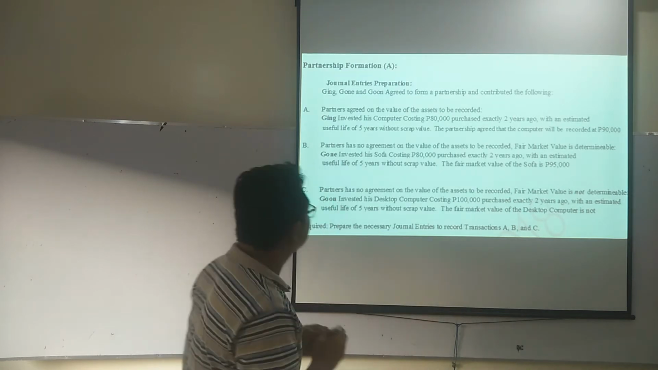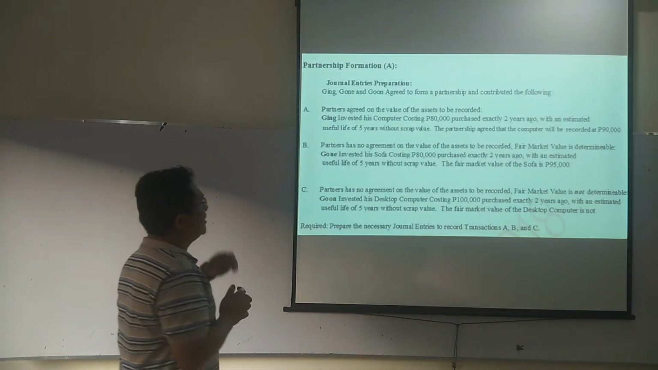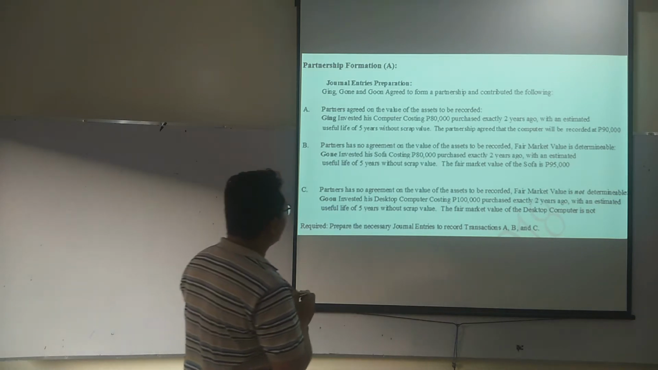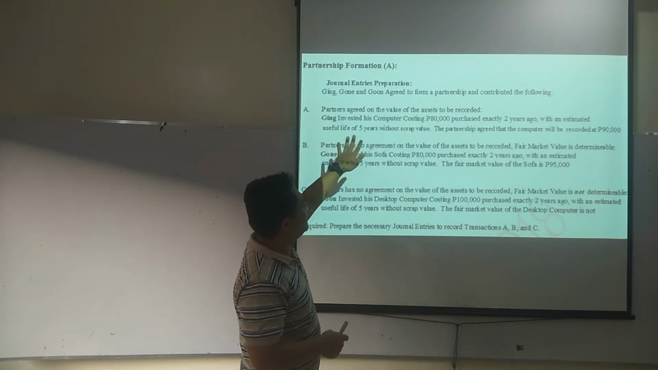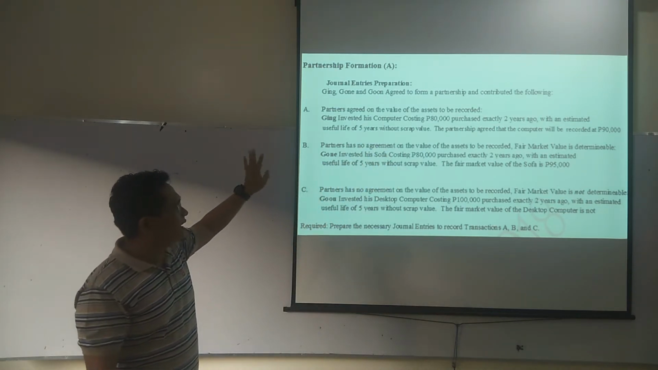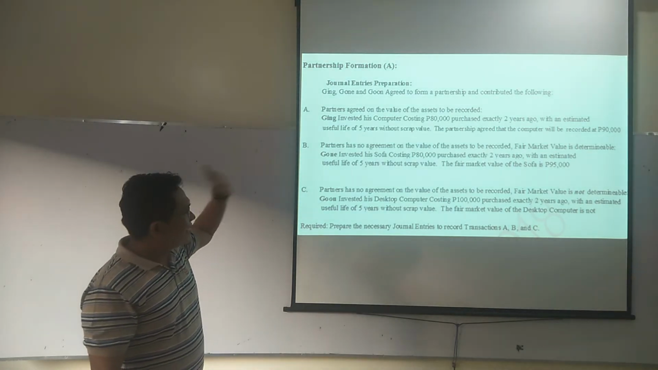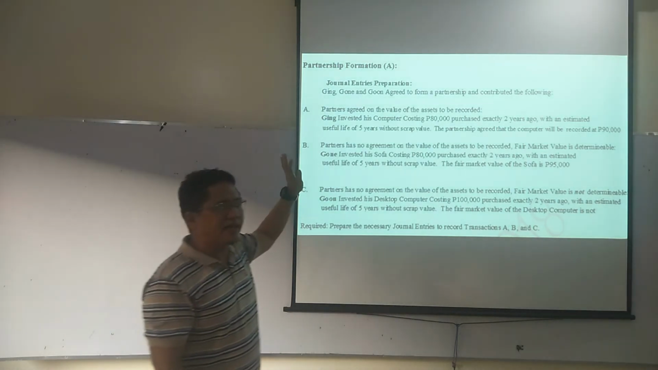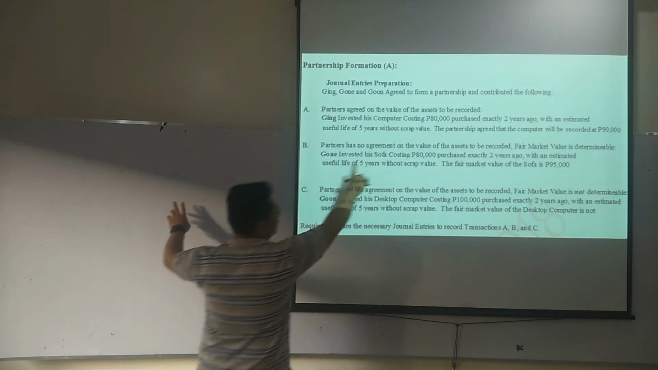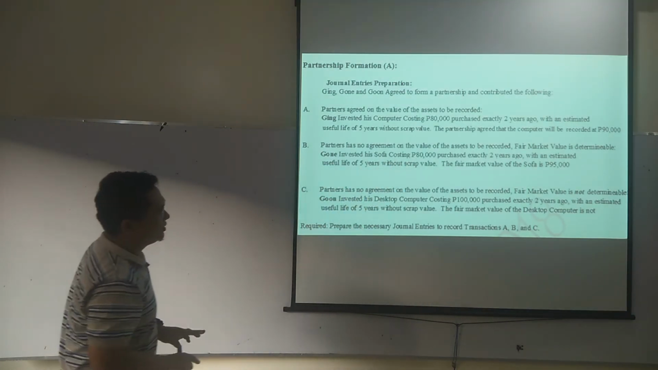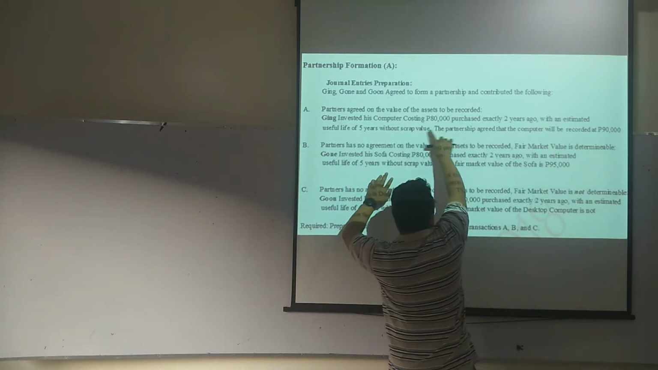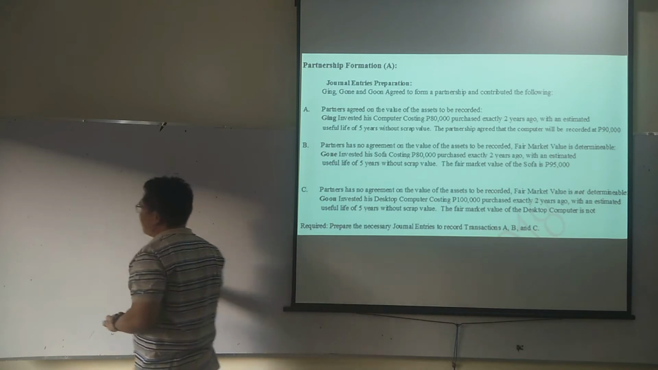So let's record. Partners Dean, Guy, and June agreed to form a partnership who contributed the following. Letter A. The partners agreed to the value of the assets to be recorded. Once the partners agree as to the value of the asset to be recorded, we will use that agreed value. So the partnership received computer, agreed amount 90,000. So disregard the cost, we will record the amount.